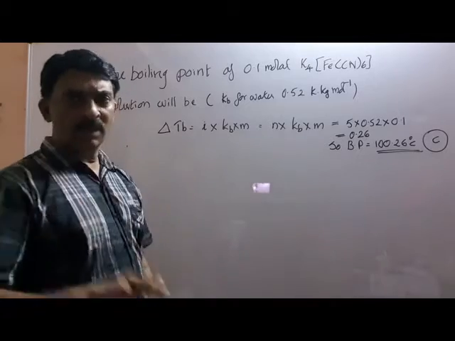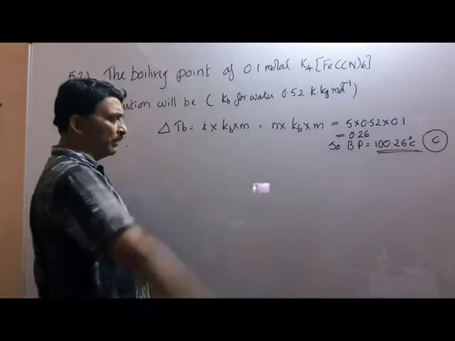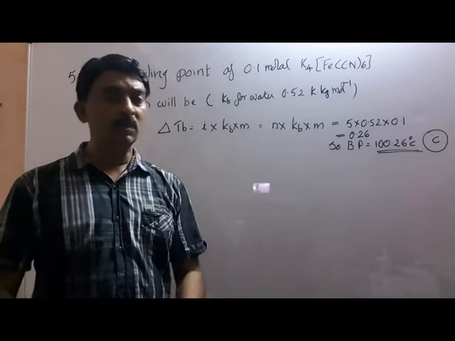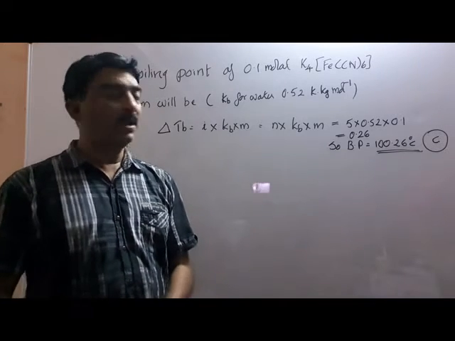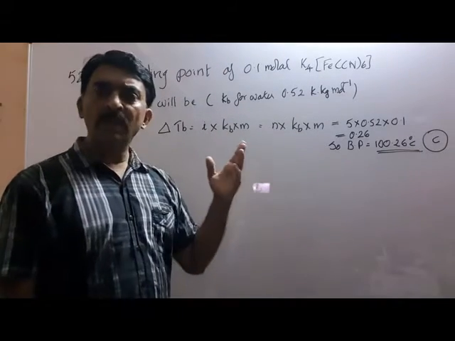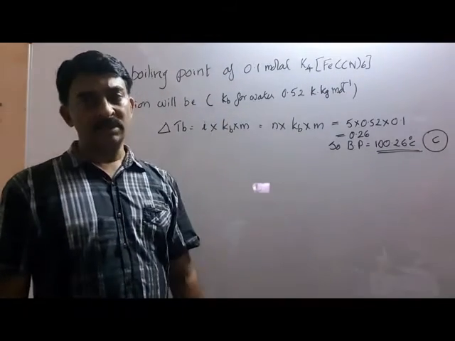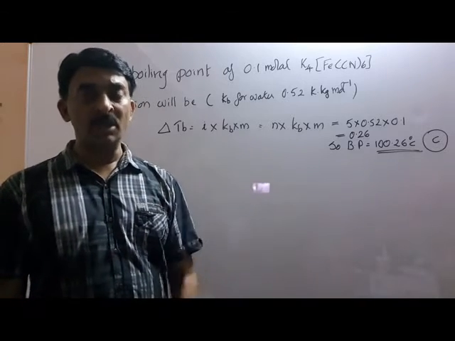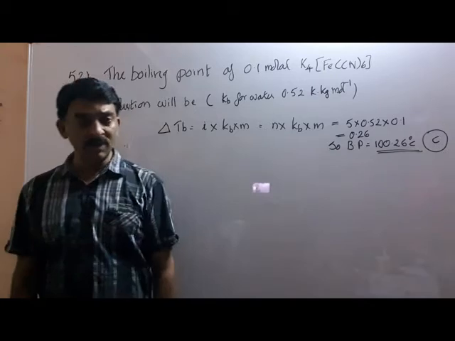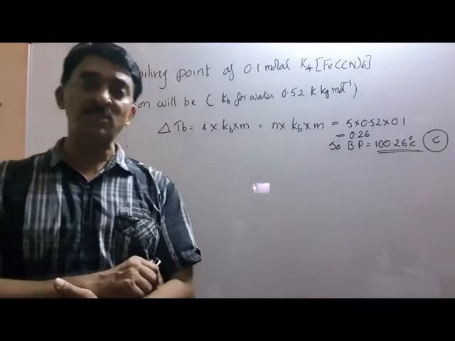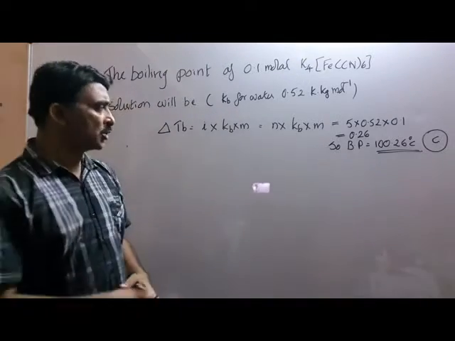We know delta Tb is equal to i into Kb into m. Elevation in boiling point delta Tb is i into Kb into m. We want to find the boiling point because it's an aqueous solution. But it must be a strong electrolyte. That's why they have kept silent about the degree of ionization. So whenever in the question they keep silent about the degree of ionization, we have to take that it's a strong electrolyte.